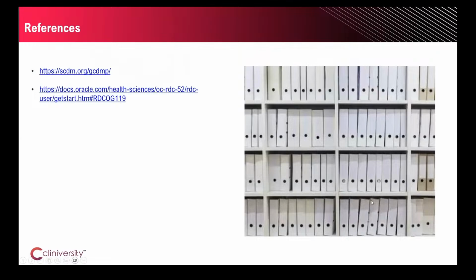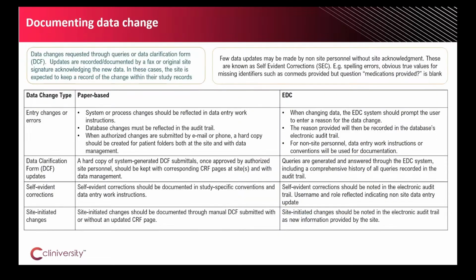There could also be certain other updates, such as data cleaning conventions, which under some circumstances may be used. These cleaning conventions specify the data that can be modified without a site's acknowledgement. These are called self-evident corrections. Examples include appropriately qualified personnel correcting obvious spelling errors, converting values when units are provided, or missing identifiers where the true values are obvious. Now, because the site must have a record of all the data changes, the site will also receive and maintain a copy of such versions of data conventions.